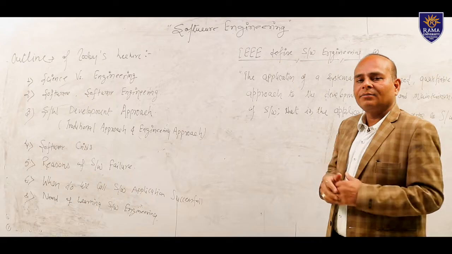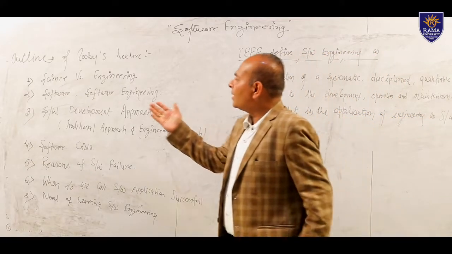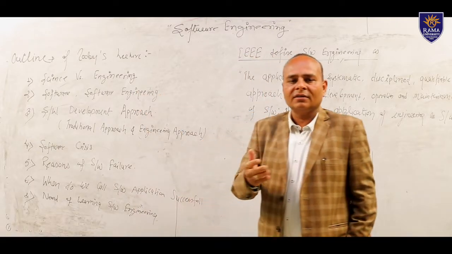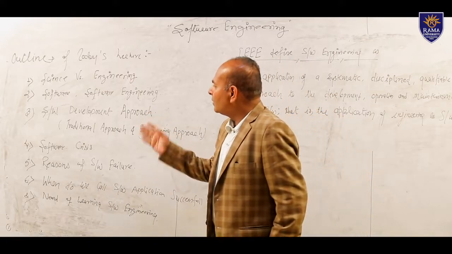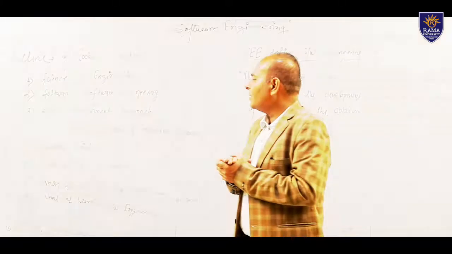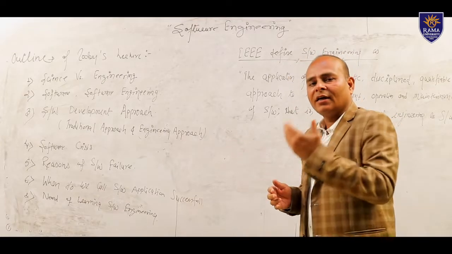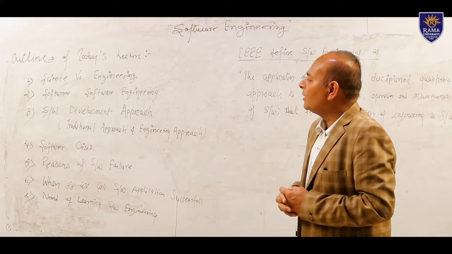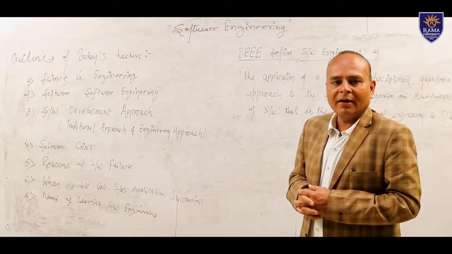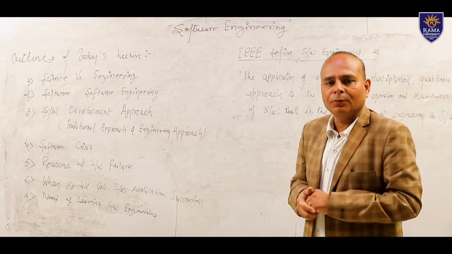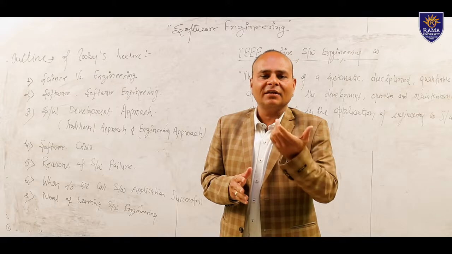So before starting the subject, we will look at the outlines of today's lecture. The outlines are: first we will discuss science and engineering, and what the differences are between them. Then we will look at software and software engineering. Then we will discuss software development approaches, like the traditional approach and the engineering approach of software development. Then we will discuss the software crisis, reasons for software failures, and when we call a software application successful. And finally we will discuss the reasons why we are learning this subject, software engineering.